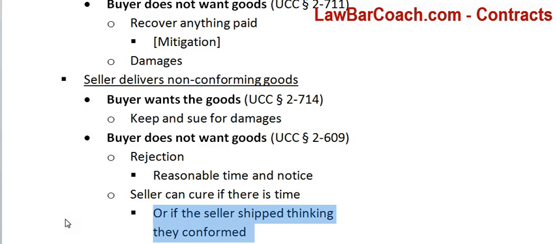The idea for all this is that the UCC wants liberal, flexible policies that allow sellers and buyers that are merchants to be able to deal with each other and make things right and take them back, cure. But ultimately, remember, there has to be perfect tender. There cannot be substantial performance. That's why you can reject if it does not meet perfect tender.